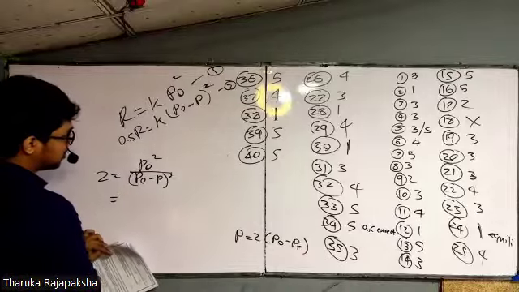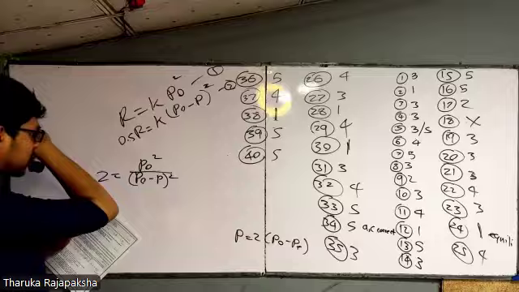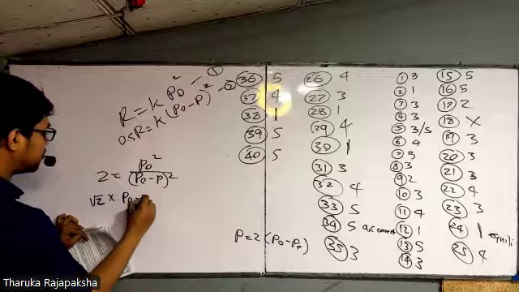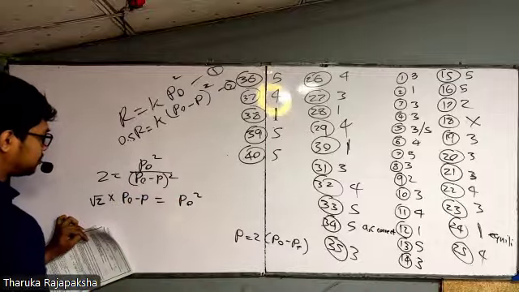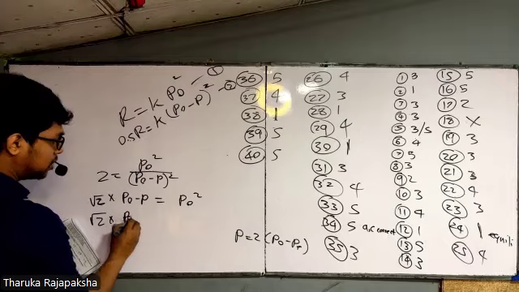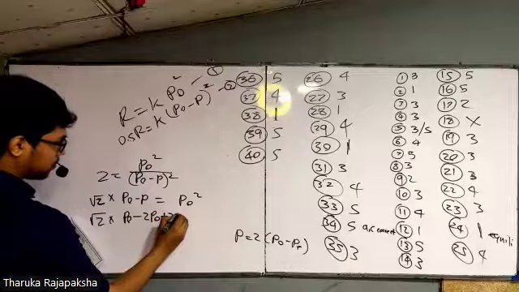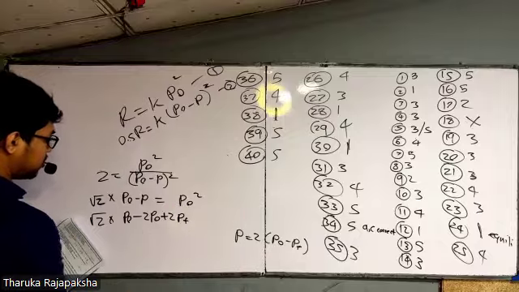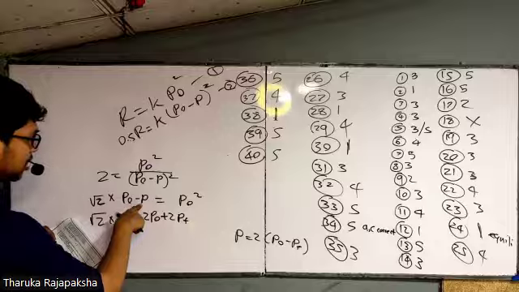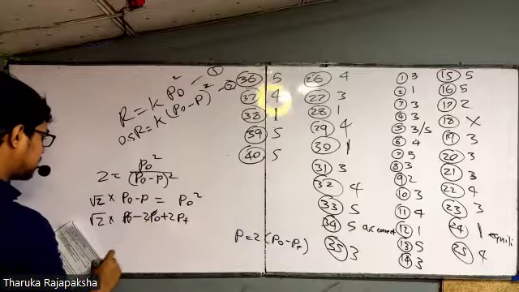So let's see. I'll take P naught minus P to the other side. If I square root both, I'll get root 2. Root 2 multiplied by P naught minus P is equal to P naught squared. So instead of P, I'm putting this. Root 2 multiplied by P naught minus 2P naught plus 2PF. This one cancels off.